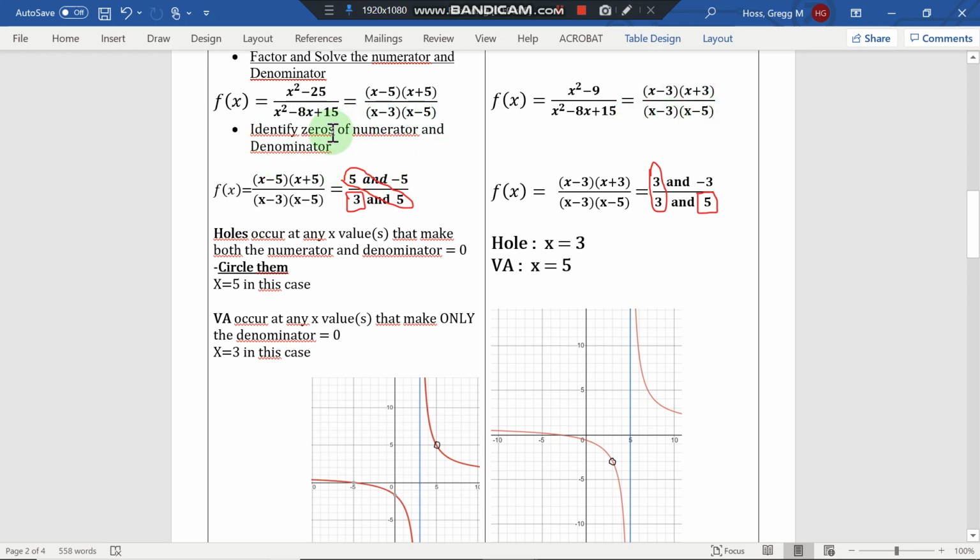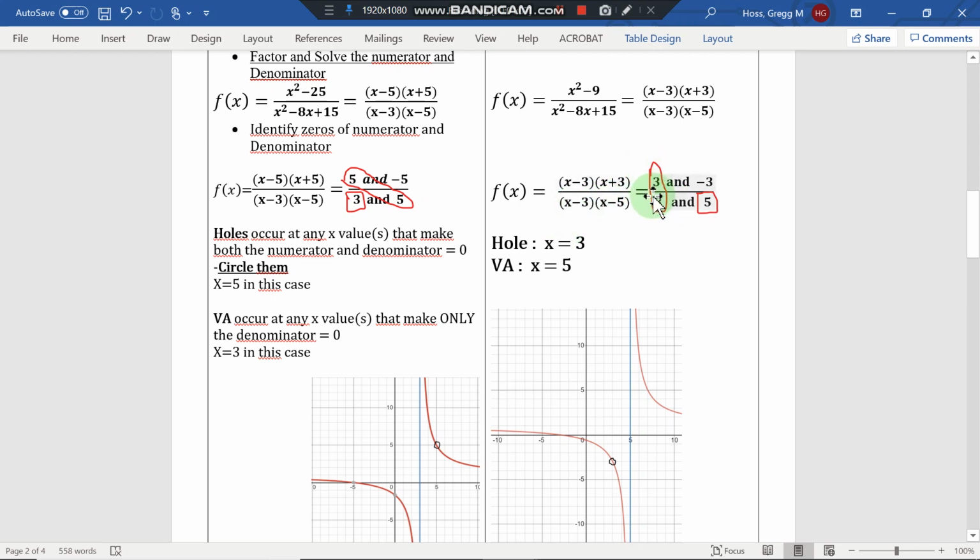Then we identify the zeros, or solve, of the numerator and denominator. The numerator has zeros of 3 and negative 3. Both of those values will make the numerator equal 0. The denominator has zeros of 3 and 5. Both of those numbers will make the denominator equal 0.